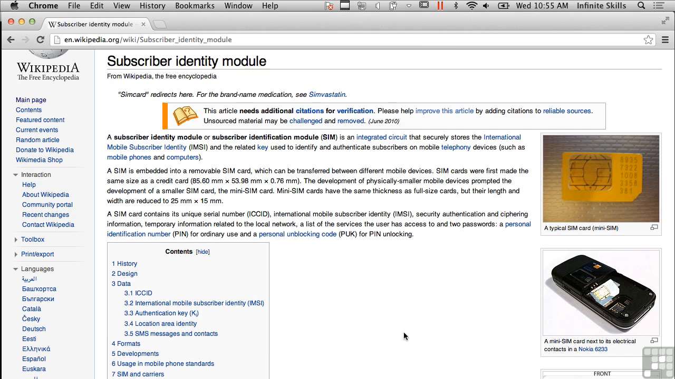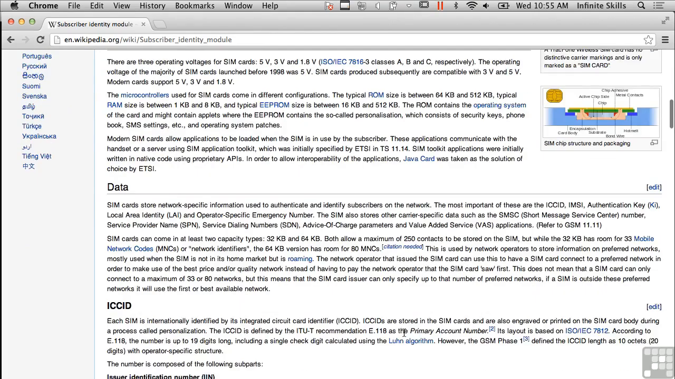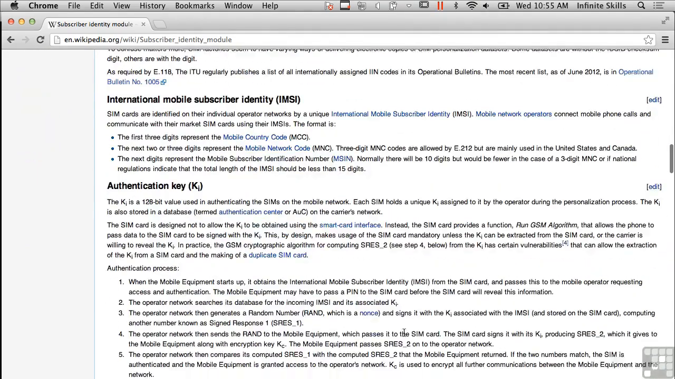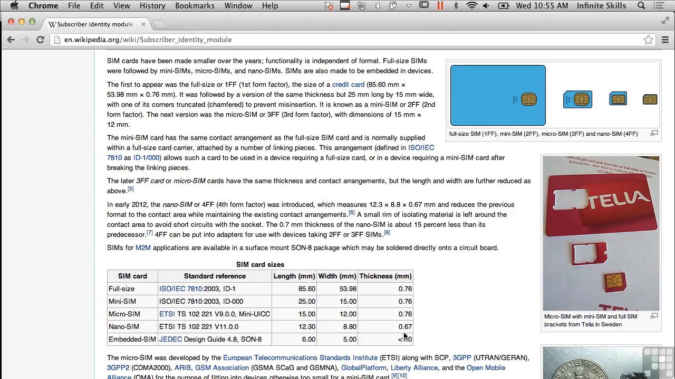form factors. You can see a picture on the right-hand side here of a mini SIM card, which is a small subscriber identity module. Now, they do have larger ones, which you'll see a lot of times in older phones. You'll see the larger SIM cards. And actually here on the right-hand side, you can see we've got a micro SIM with mini SIM and full SIM, and those are the different brackets that you can see. So they all are different sizes, but they really store the same information.